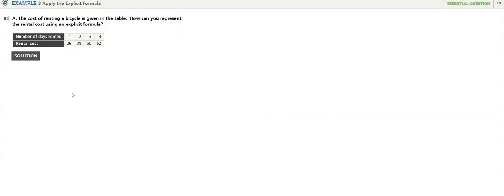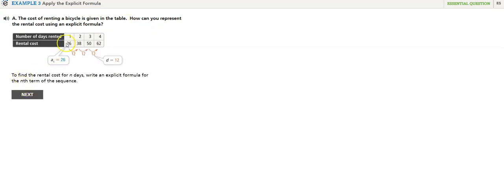All right, so the way that works is as follows. The cost of renting a bicycle is given in the table. How can you represent the rental cost using an explicit formula? So our sequence we're using is the rental cost down here, and you can see that our first term is 26, and our difference between each term is 12.